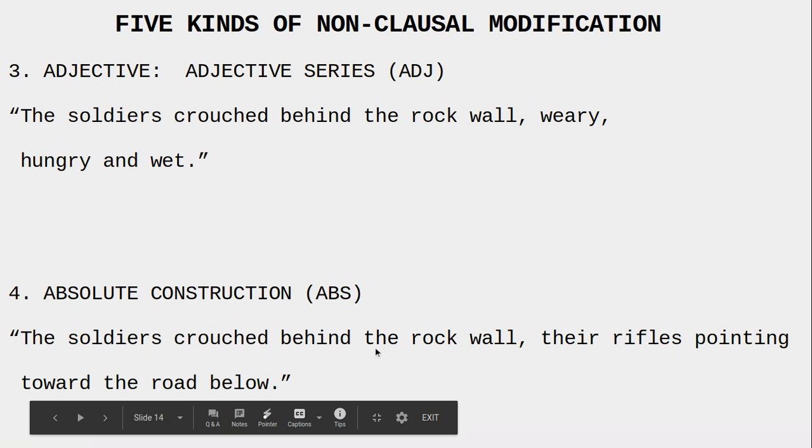The soldiers crouched behind the rock wall, their rifles pointing toward the road below. That almost sounds as if this is a run-on sentence with one clause here at the beginning, the main clause, and another clause right after it. And technically, that's almost what we have. There's one little thing missing, though, and it's right here after rifles.